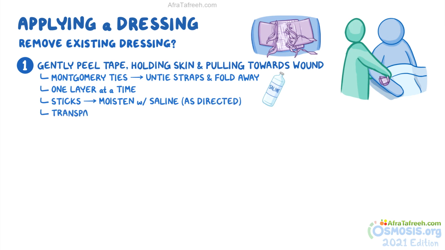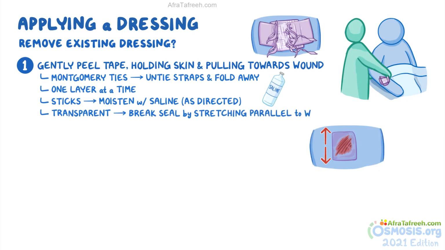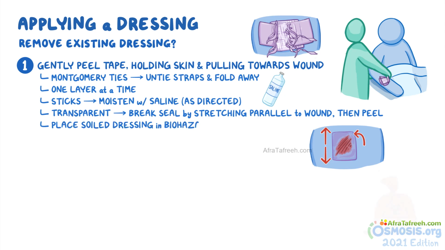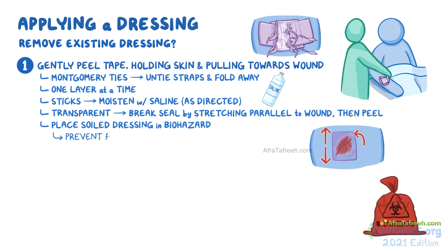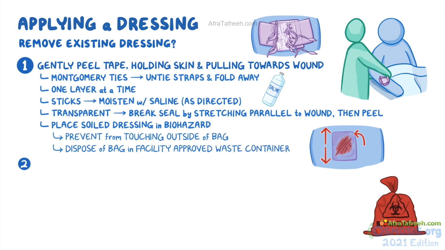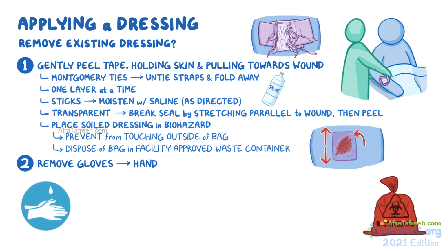To remove a transparent dressing, it's most helpful to break the seal by stretching it parallel to the wound, then peel it off. Place the soiled dressing in the biohazard bag while being careful to prevent the dressing from touching the outside of the bag. Dispose of the bag in a facility-approved waste container. Then, remove and dispose of your soiled gloves, practice hand hygiene, and put on a pair of clean gloves.